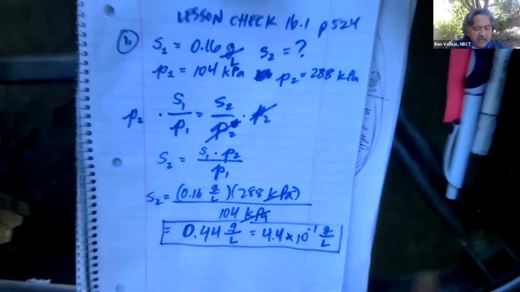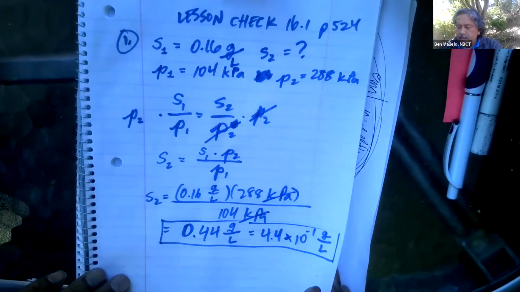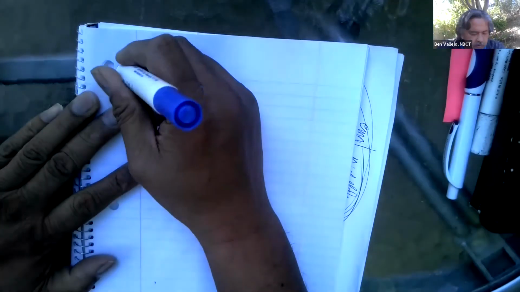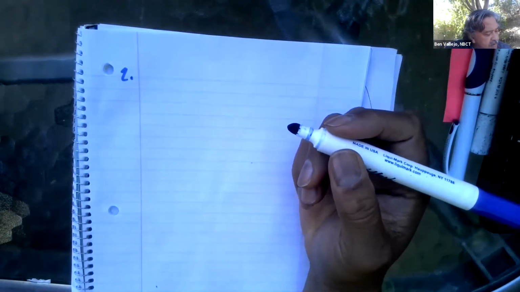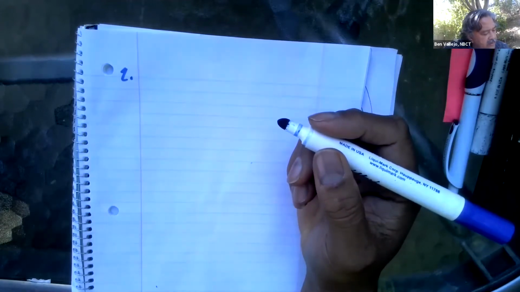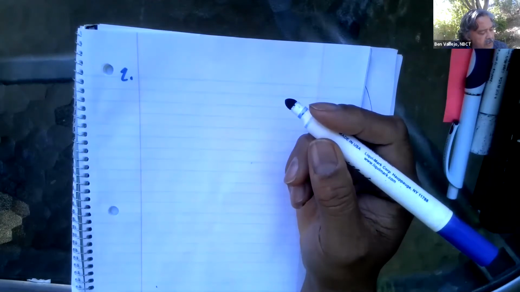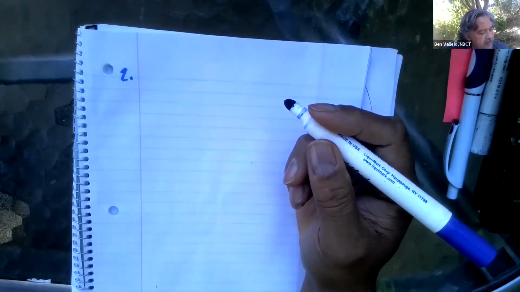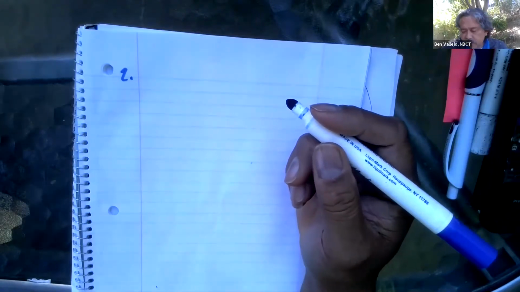Let's go to number 2. Number 2 is another problem, the same kind of thing. Turn a page, go to number 2. Number 2 on page 524: a gas has a solubility in water at 0 degrees Celsius of 3.6 grams per liter at a pressure of 1.0 atmospheres. What pressure is needed to produce an aqueous solution containing 9.5 grams per liter of the same gas at 0 degrees Celsius?